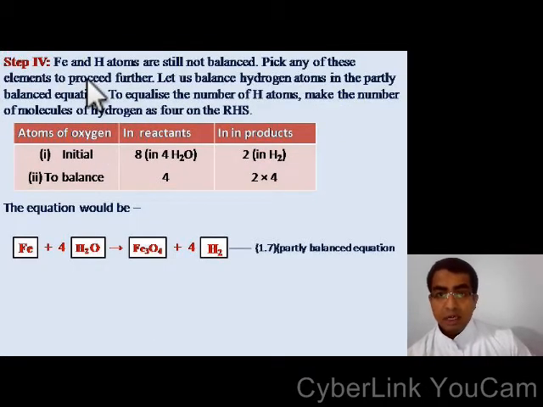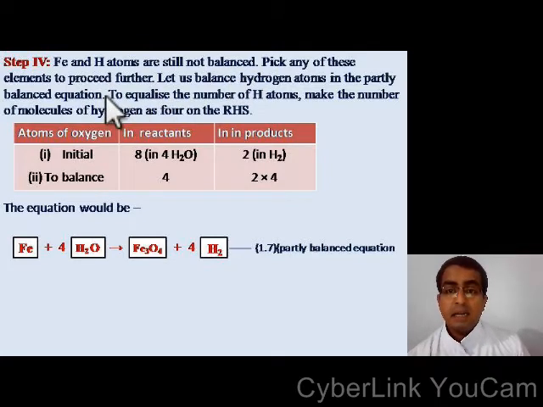Fourth step. Now iron, Fe, and hydrogen atoms are still not balanced. Pick any of these elements to proceed further. Now let us balance hydrogen atoms in the partly balanced equation. To equalize the number of hydrogen atoms, make the number of molecules of hydrogen as 4 on the right hand side. In the initial state, reactant side, now you have got 8 hydrogen atoms, but in the product side only 4.